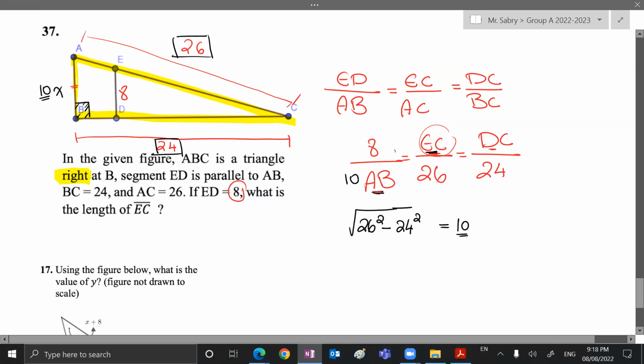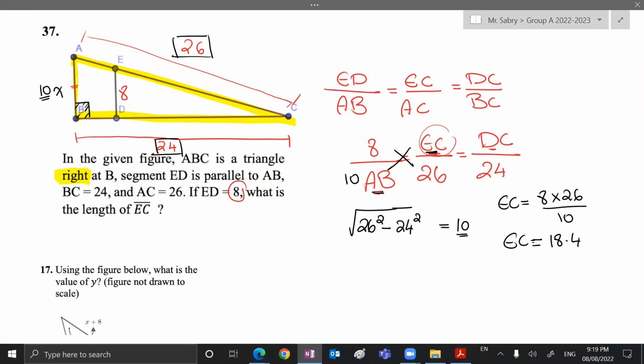So if I want EC, I'll just cross multiply. I'll do 8 multiplied by 26 and then divided by 10. Put this on a calculator. It's 18.4. But let me check if 10 is true first, because I may have made a mistake here. No, 10 is true. So yes, this is it. Does that make sense?